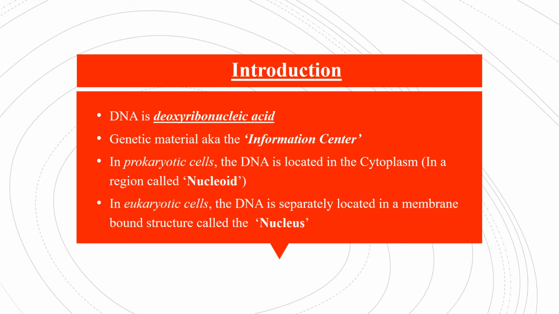DNA or deoxyribonucleic acid is the basic unit of heredity. What makes us tall, what gives color to our hair, all is coded in the DNA. It is also known as the information center of a cell because it stores the instruction for making molecules such as proteins. In case of prokaryotic cells, because they don't have a nucleus, the DNA is found in the cytoplasm in a region known as nucleoid. In eukaryotic cell, the DNA is separately located in a membrane-bound organelle known as the nucleus.